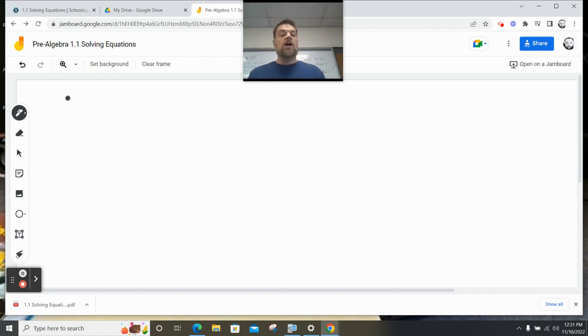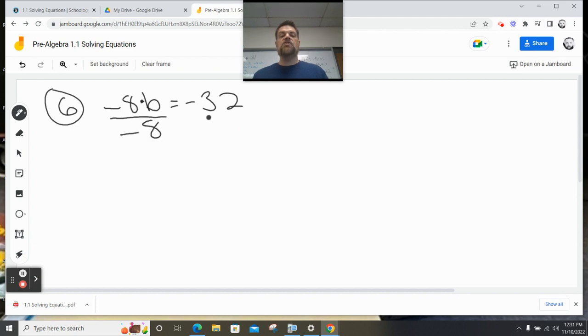For problem number 6, I've got negative 8 times b equals negative 32. If I want to move the 8 away and the 8 is multiplying by b, what do I do? The inverse of multiplication is division. Whatever I do on one side, I do to the other. Negative 8 divided by negative 8 is a positive 1. Positive 1 times b is b. What's negative 32 divided by negative 8? Negative 4. Well, which is it? Positive or negative? What's a negative divided by a negative? Okay, so then it's positive 4.